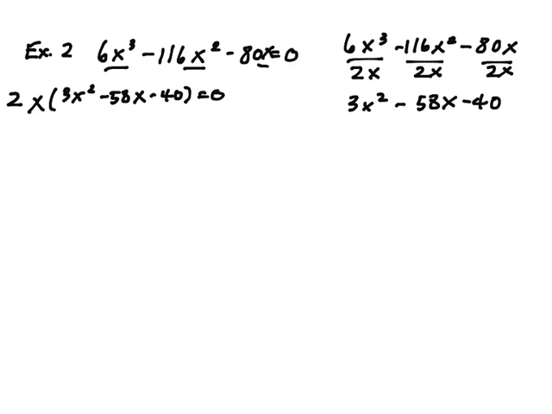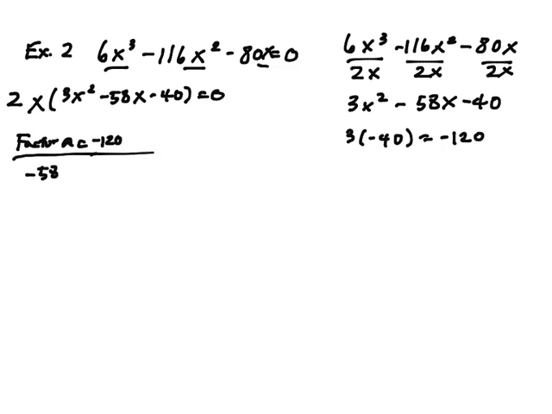Okay, now let's look at that trinomial. Now I need to make my little table. So factor AC, and it has to equal the sum, or B, so negative 58. The sum has to equal negative 58. So A times C is 3 times negative 40, so that's negative 120. Let's start doing the factors of negative 120.